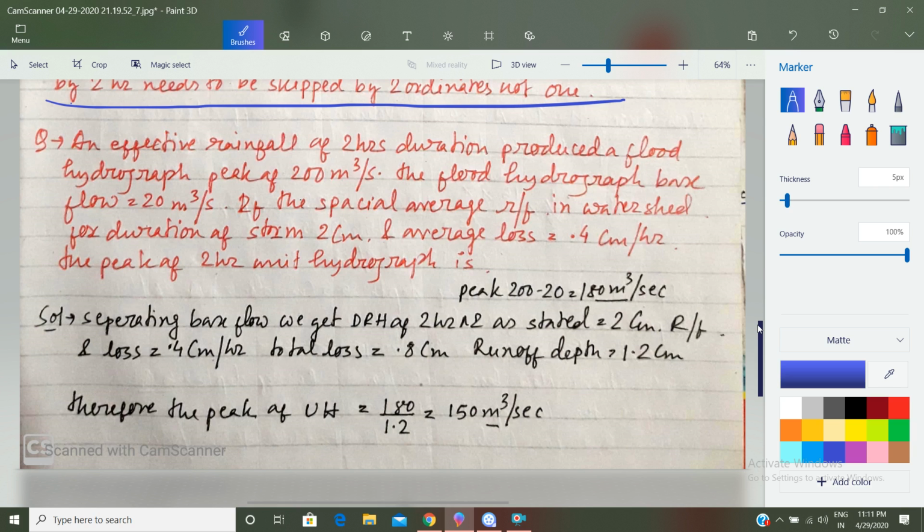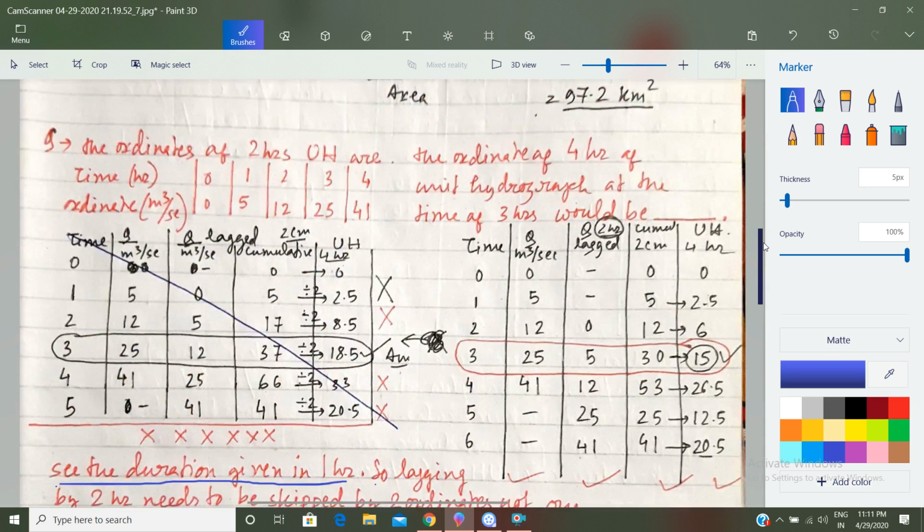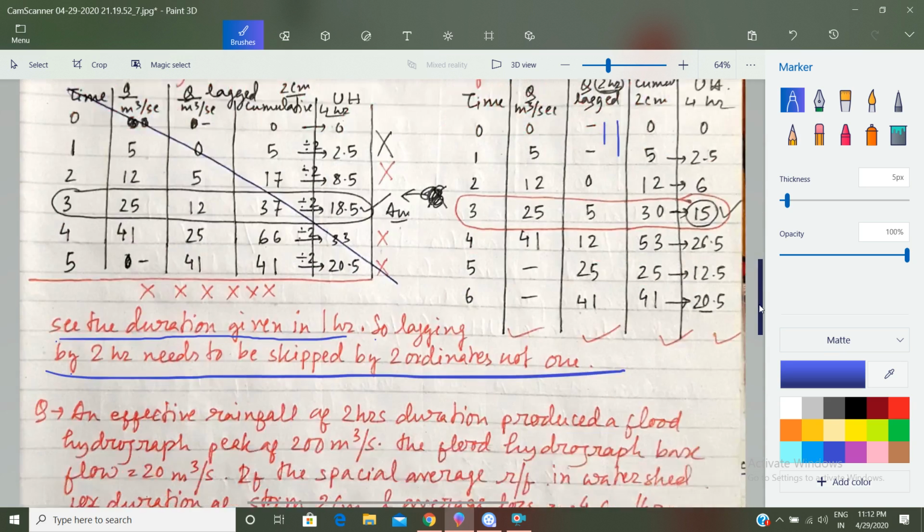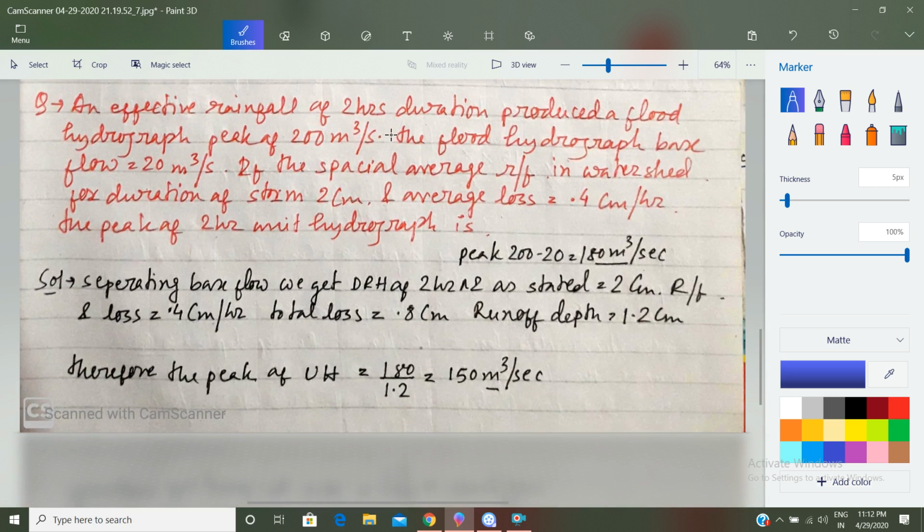But we need to lag the hydrograph, not the discharge time intervals. So lagging the hydrograph means lagging the precipitation. To lag the precipitation, we have to assume that after the 2-hour storm has occurred, after the 2 hours, then the first drop of the rainfall has occurred. So we have to lag the hydrograph by 2 rows.